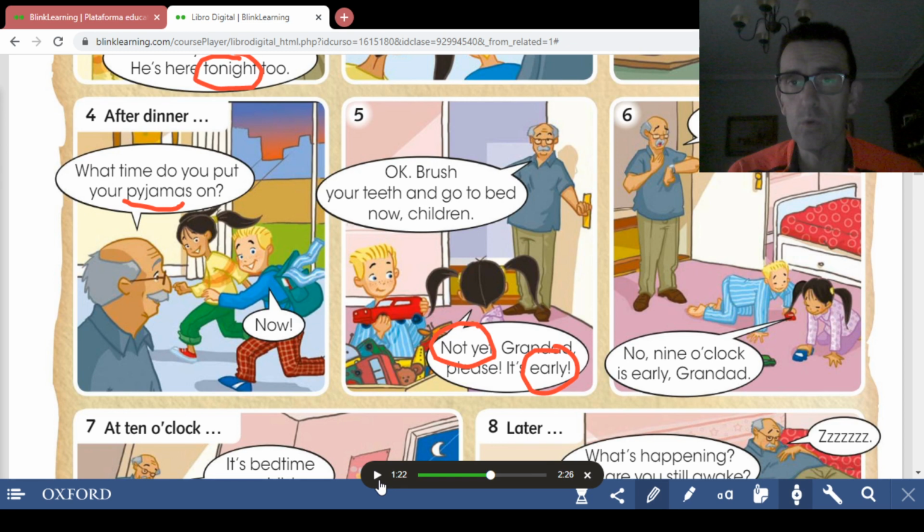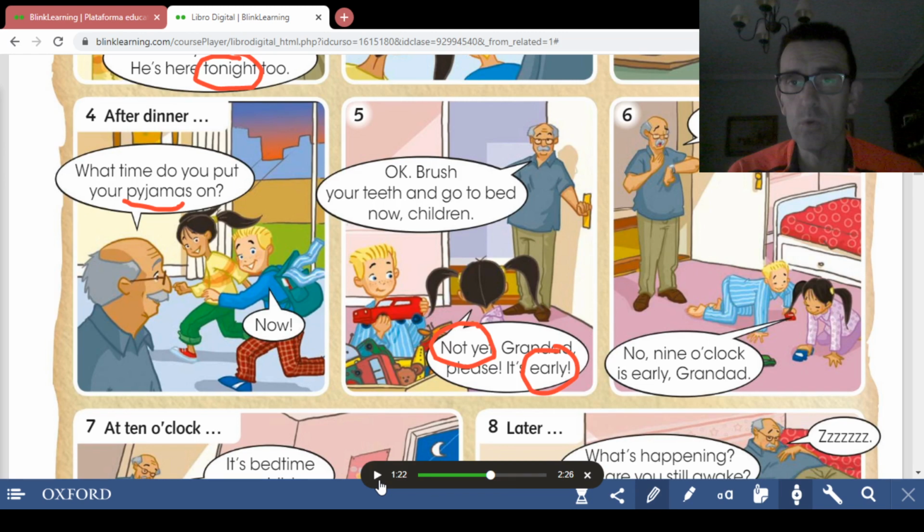It's bedtime now, children. Bedtime. Write with blue pen, bedtime. Hora de dormir. Bedtime in Spanish, hora de dormir. It's bedtime. Not yet, Grandad. Please. Okay, 10 more minutes.